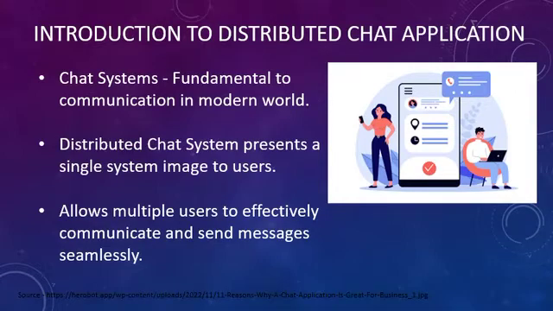A distributed chat application system presents a single system image to the users, and they do not have to worry about its distributive nature, but they see a single system, much more like a car in which there is an engine and there are different other parts, but the user only sees a car and how it has to be driven via using its tools. It allows multiple users to effectively communicate and send messages seamlessly across to each other on different chat rooms. Now, let's see what can be done.